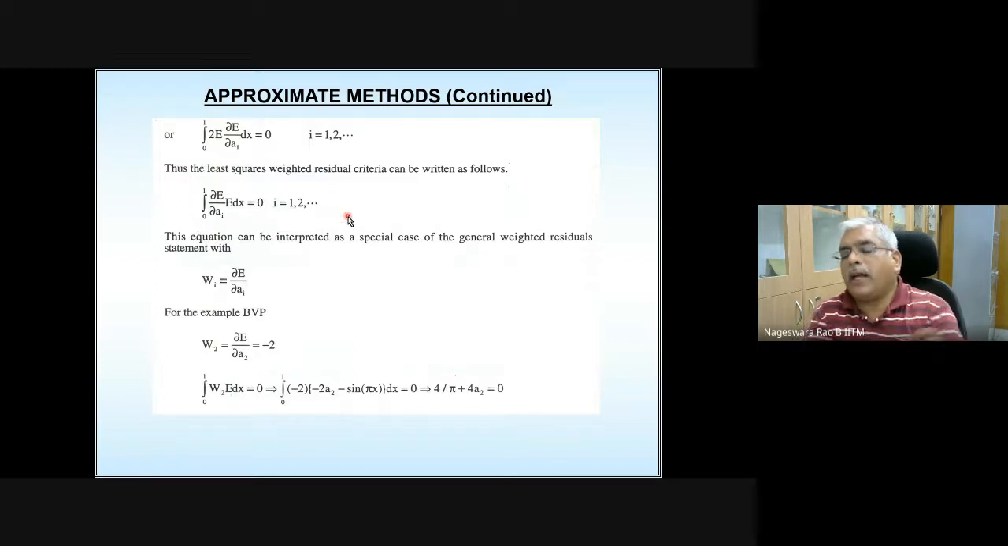Please note that we are following the least square weighted residual method. So least square, that's why it is written. This is for a more general case. In this particular case, I takes the value 2. We'll look at it later in the other steps. So here, the least square weighted residual criterion is: integral over the domain of the partial derivative of E with respect to the unknown coefficients, multiplied by E, integrated over the problem domain, equal to 0. So that is the criterion.